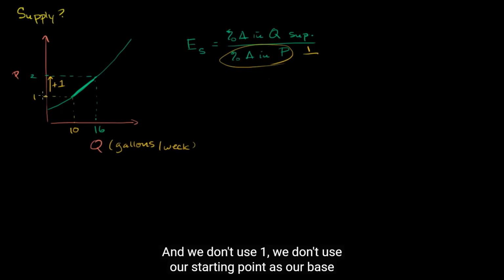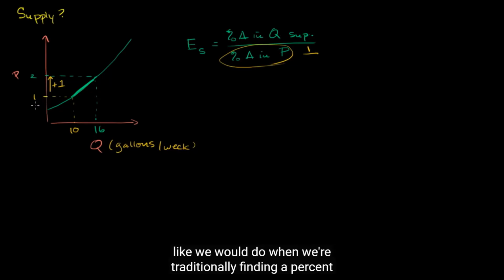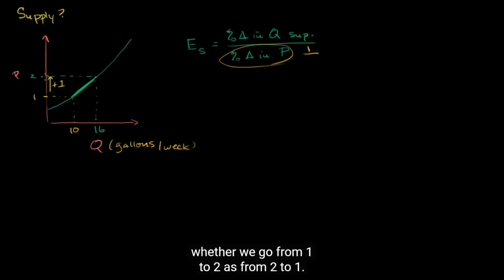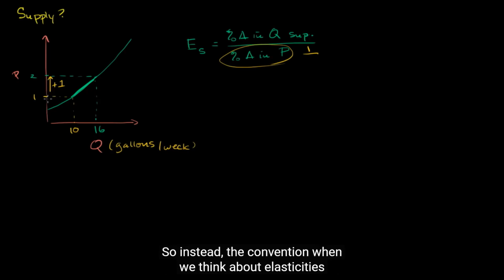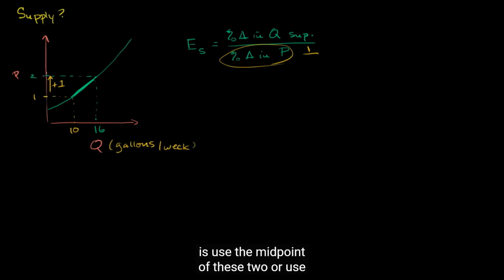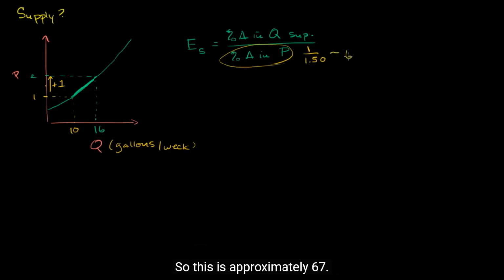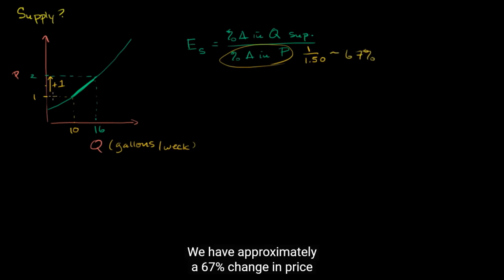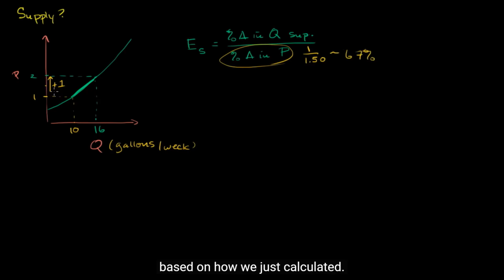And we don't use our starting point as our base like we would when we're traditionally finding a percent change, because we want to have the same percent change whether we go from 1 to 2 as from 2 to 1. So instead, the convention when we think about elasticities is to use the midpoint, or the average of these two. So 1 plus 2 is 3, 3 divided by 2 is 1.5. So it's 1 over $1.50, which is roughly 67%. We have approximately a 67% change in price.